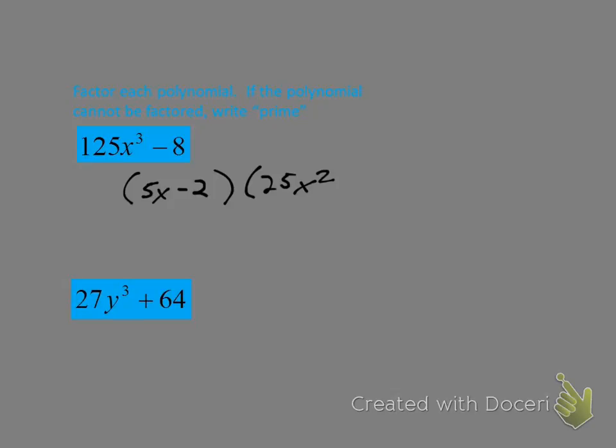Next sign is what? Plus. What's A times B? Should be 10x. 5x times 2, 10x. Plus B squared, 4.